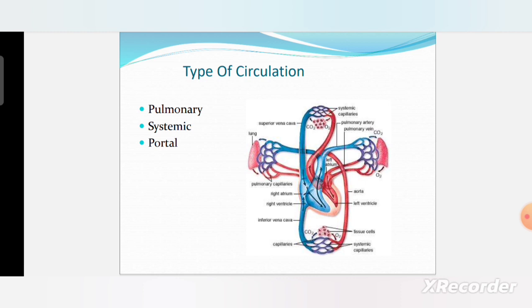So in this presentation, we talk about the various types of circulation in the human body. So there are three types of circulation. First is pulmonary, second is systemic, and third is portal.